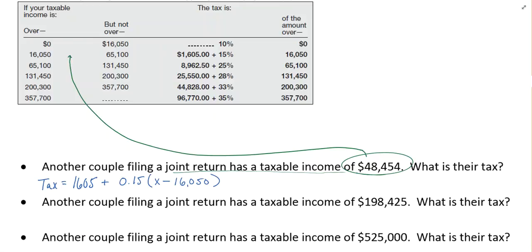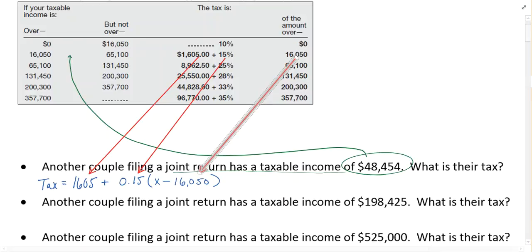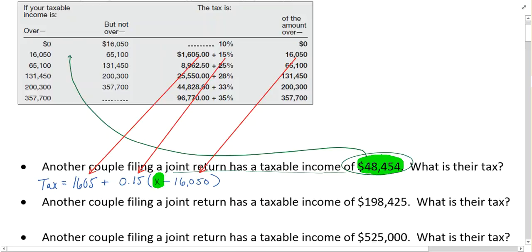Again, as I pointed out yesterday, all of the information comes straight from the tax table. This 1605 is what was used to get the equation started. 15% was used as our multiplier. $16,050 is used inside the parentheses, and the only thing that we need to supply from the word problem is the x value. That happened to be this dollar amount here.